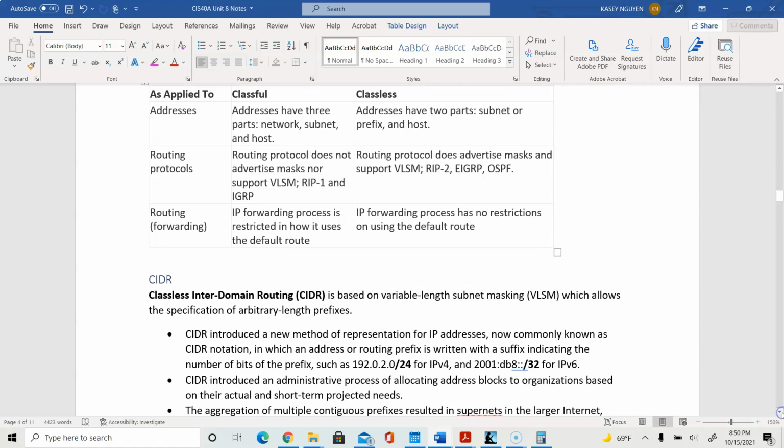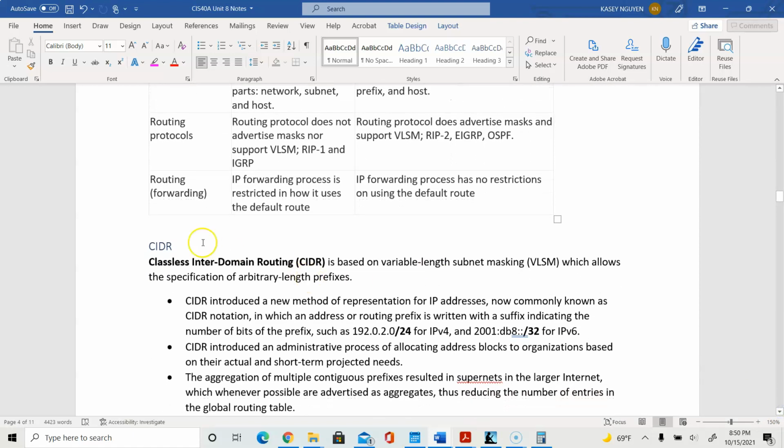So earlier we worked on CIDR. CIDR stands for Classless Interdomain Routing. Make sure that we know this for Network Plus. And this is going to be based on your VLSM, which is a specification of the arbitrary length of the prefixes in your subnet mask. So this is a newer method to denote the subnet mask.